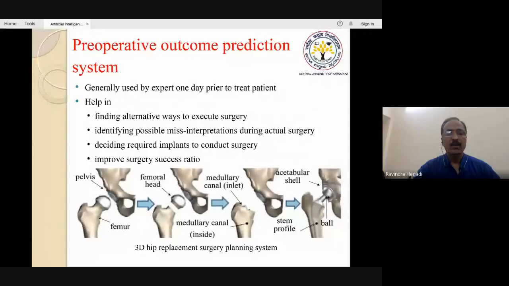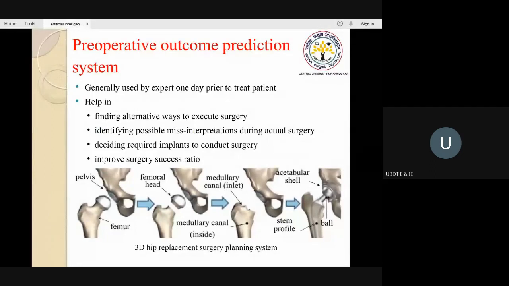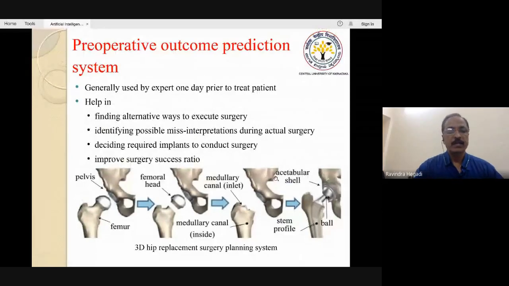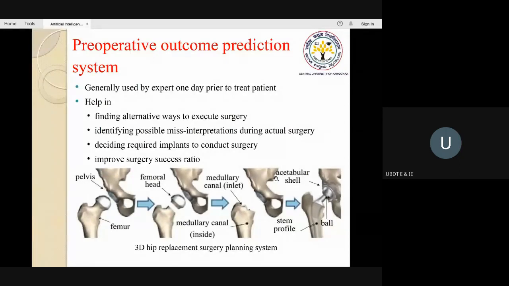Am I audible? Then he needs... Sir, you are audible, but your screen is not visible. It's not shared. I think someone else has presented. So kindly share it once again, sir. Okay, now is it visible? Okay, now it's visible. Yes, sir, my audio is clear. Sorry, sir, sorry for it. It's okay.